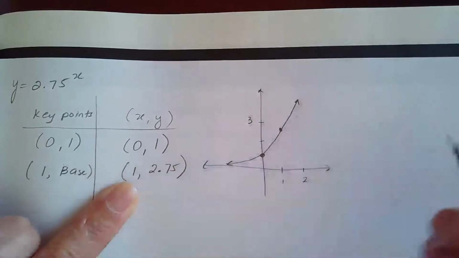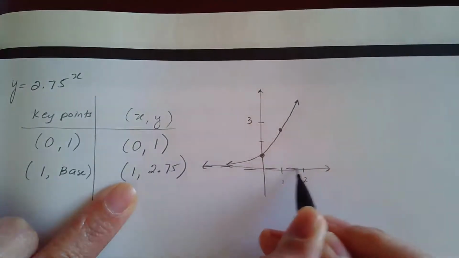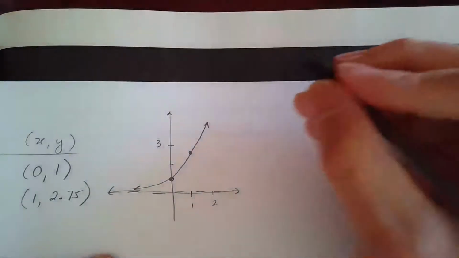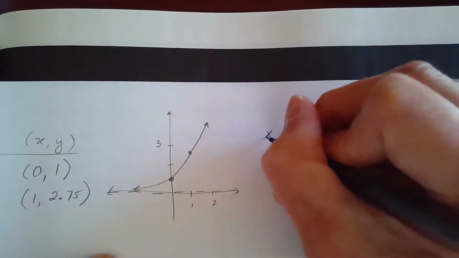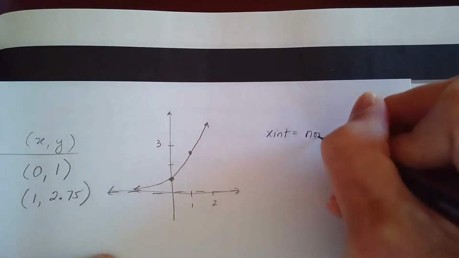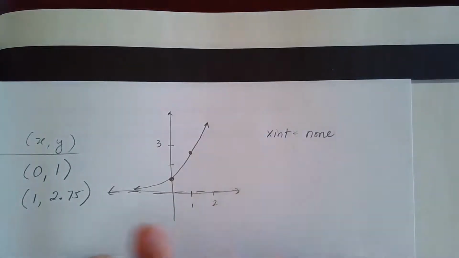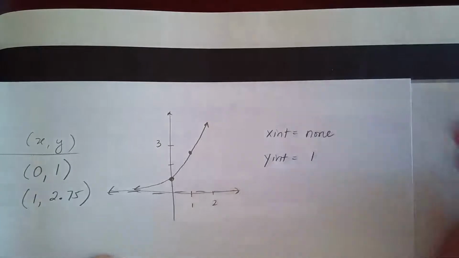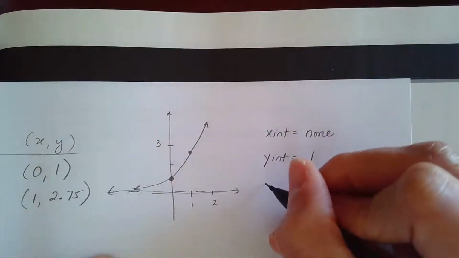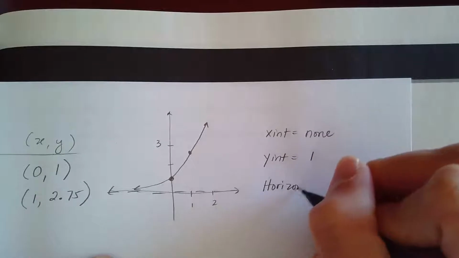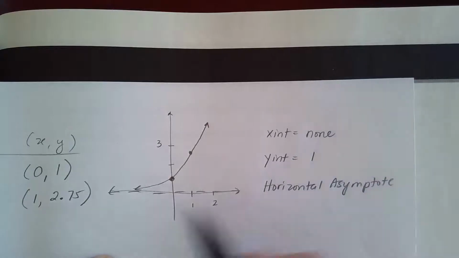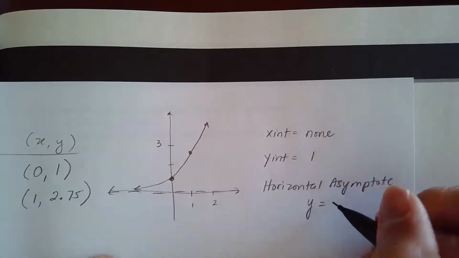And this is going to go here. And this is the asymptote right there. Okay. So again, let's figure out the intercepts. There's x-intercept, none. So we put none because it doesn't cross the x-axis. There's an asymptote there. And there's a y-intercept at 1. That's right there. And the horizontal asymptote is y equals 0.